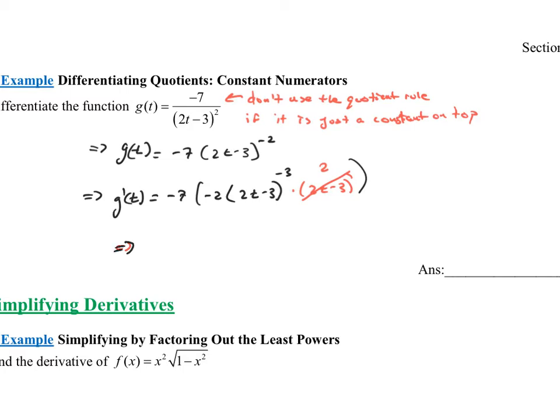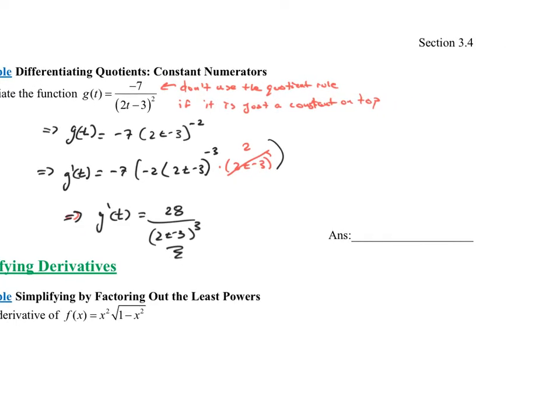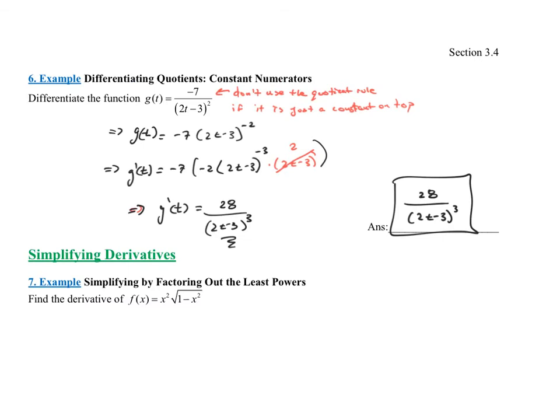So what am I getting? I would get g prime of t equals, again, 7 times 2 is 14 times 2 was a positive 28, all over 2t minus 3 quantity cubed. So that should be your final answer there, 28 over 2t minus 3 quantity cubed. Notice how much easier that was than the quotient rule on that problem. So using the power rule with a negative exponent is much, much simpler only when you have a constant on top. All right, let's keep on going.